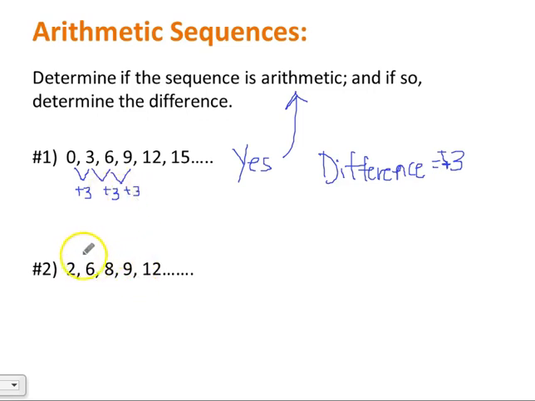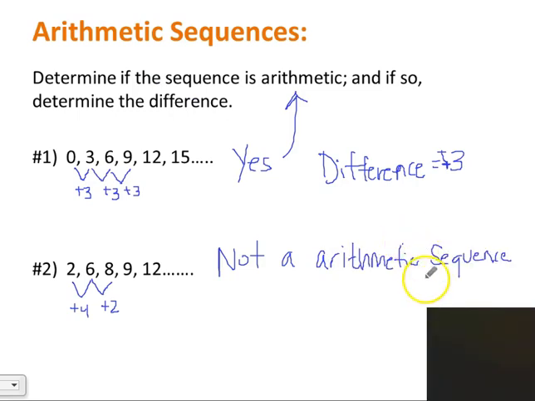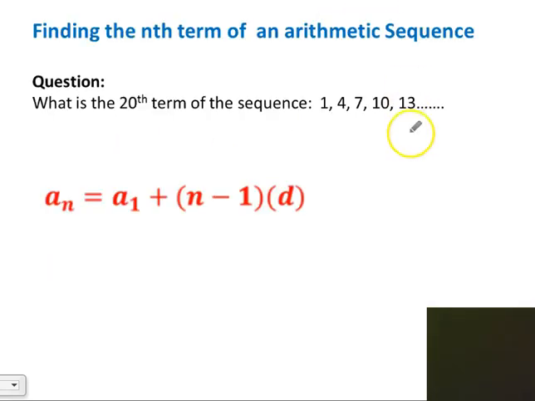What about the second one? From 2 to 4, it looks like we're adding 4, or sorry, 2 to 6, we're adding 4. 6 to 8, we're adding 2. So because the difference is not the same in the first two numbers, we know right away this is not an arithmetic sequence, because in order to be an arithmetic sequence, we have to have the same difference between each of our terms. I'm going on to the next slide.